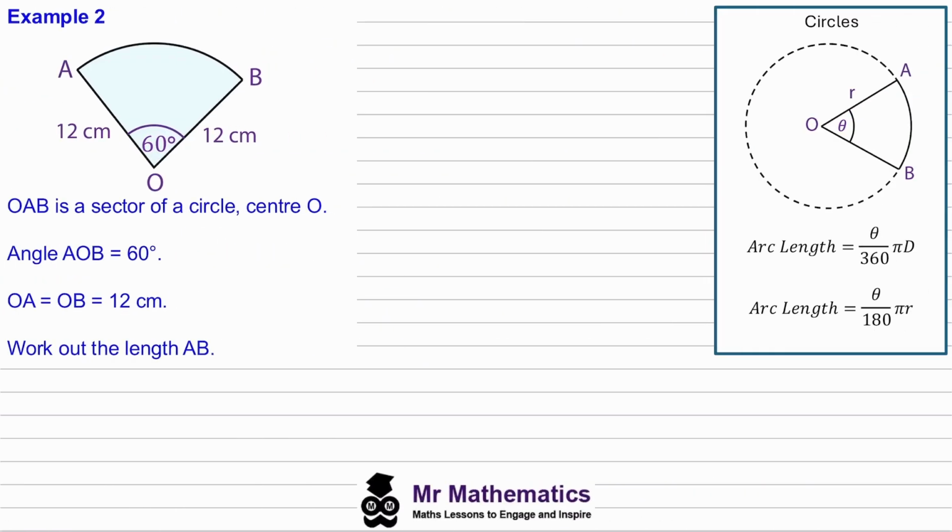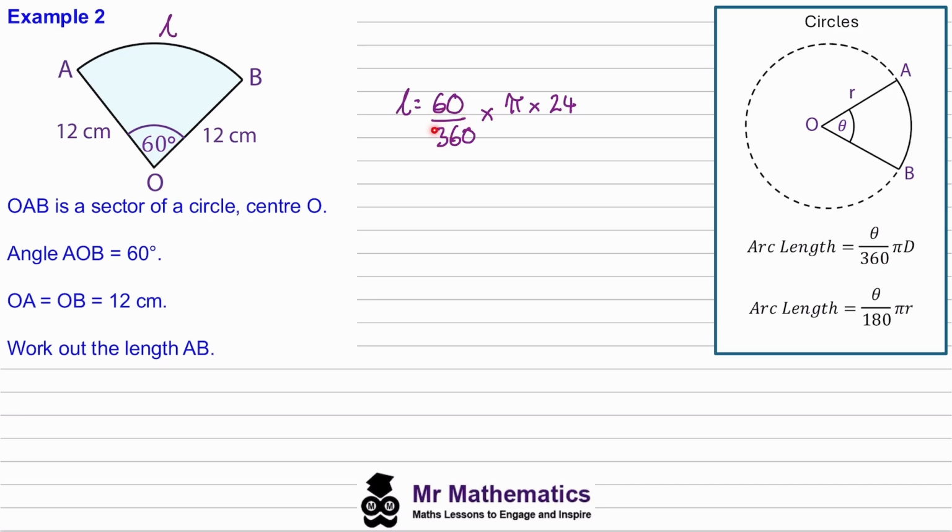If we look at the next example, so in example 2, we've been given the sector A or B. We've been asked to work out the length A to B, which is the arc length. So again, I'll label this L. So the arc length will be the angle, this is 60 degrees, over the entire circle, 360, multiplied by pi, multiplied by the diameter, which is 2 lots of this radius, so times 24, okay? So in this example, I'm using this version of the equation.